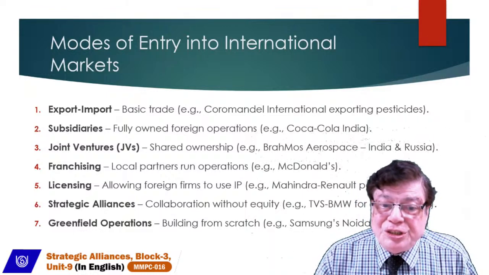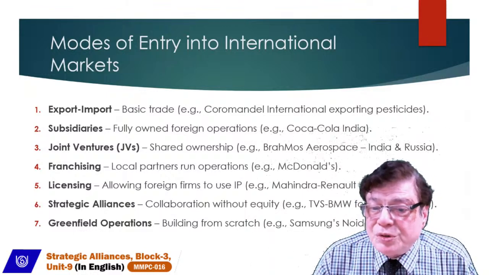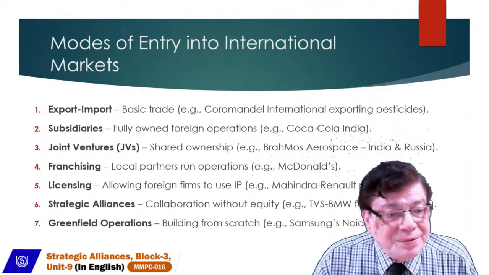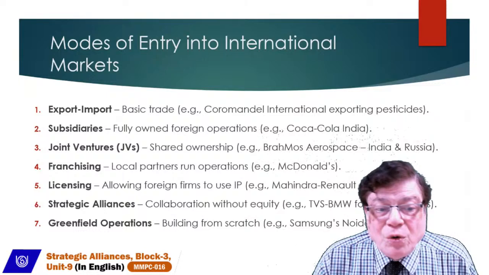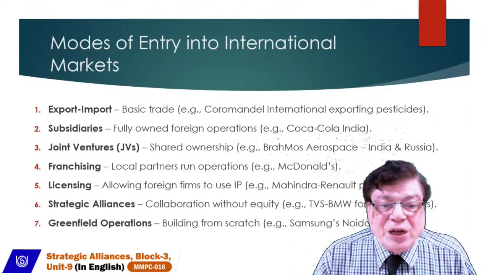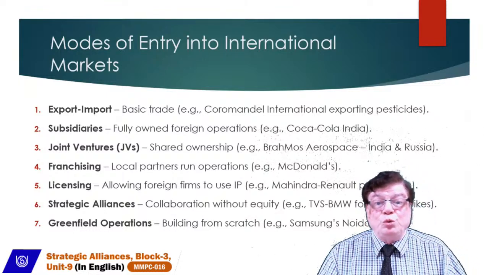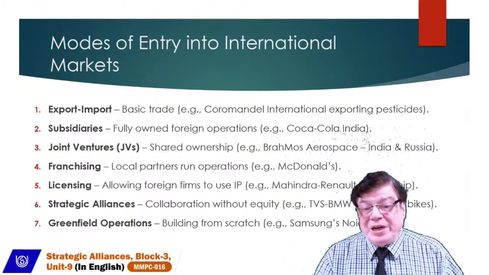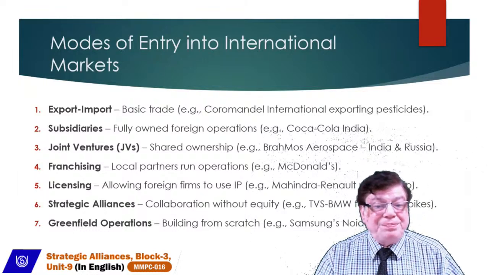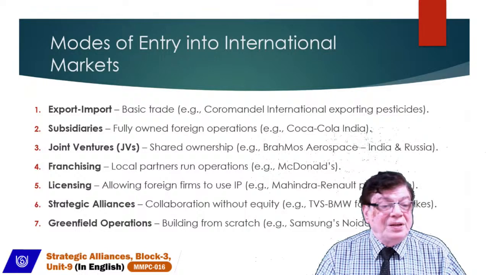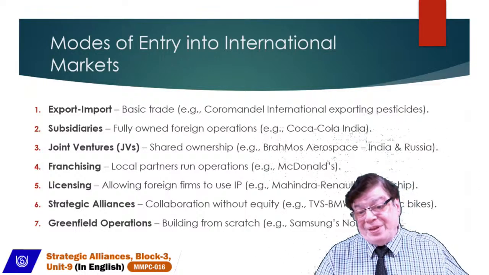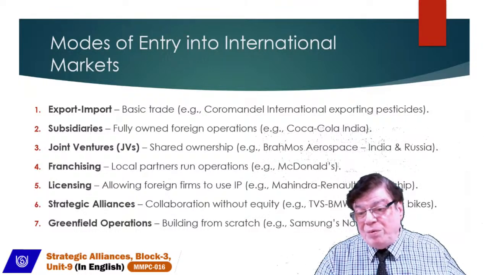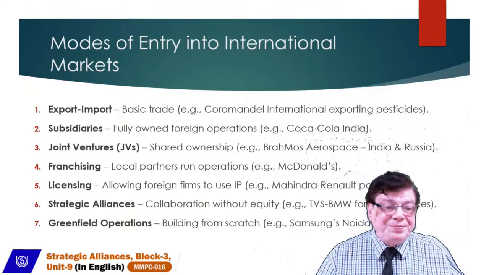Joint ventures, shared ownership, that is BrahMos Aerospace, India and Russia. Franchising, local partners run operations, that is McDonald's. Then licensing, allowing foreign firms to use IP, that is the Mahindra Renault partnership, a car partnership. Then strategic alliances, collaboration without equity, that is TVS, BMW for electric bikes.